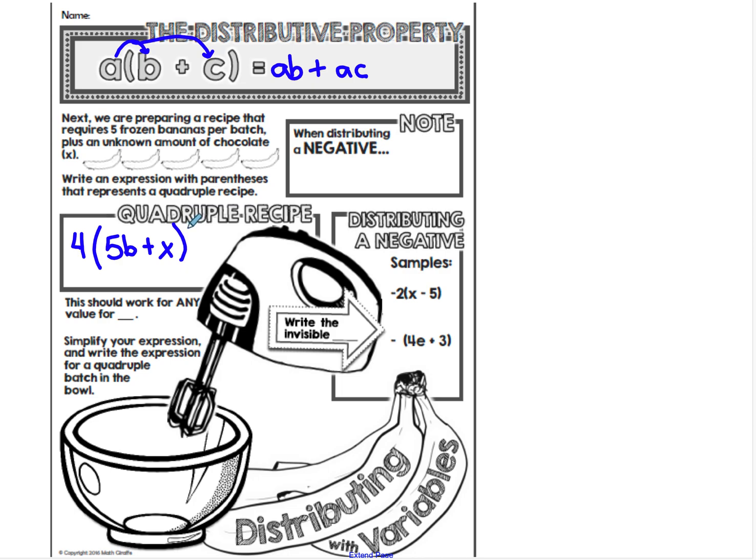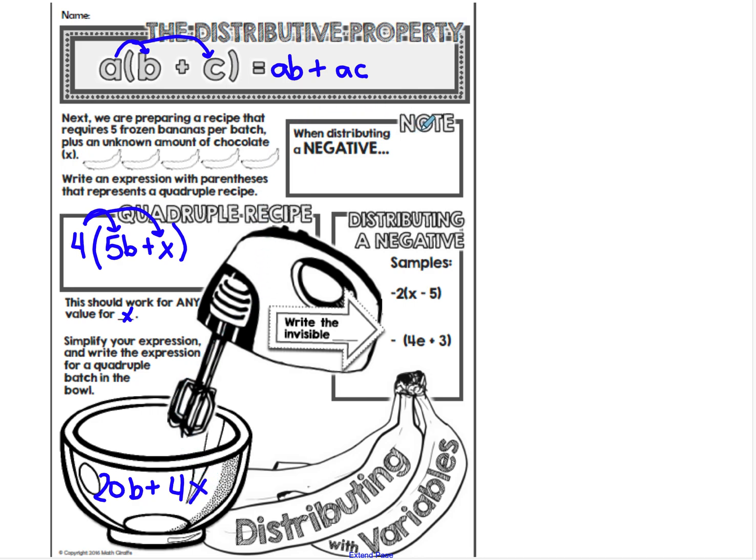Okay, so that's my expression that represents a quadruple recipe here. That would work for any value for X. Now we're going to simplify our expression. It says write the quadruple in the bowl. So 4 batches of 5 bananas. 4 times 5 would be 20, so I'm going to have 20 bananas. A lot of bananas. Plus, and then I need 4 times whatever X amount of chocolate it is. So 20 plus 4X.